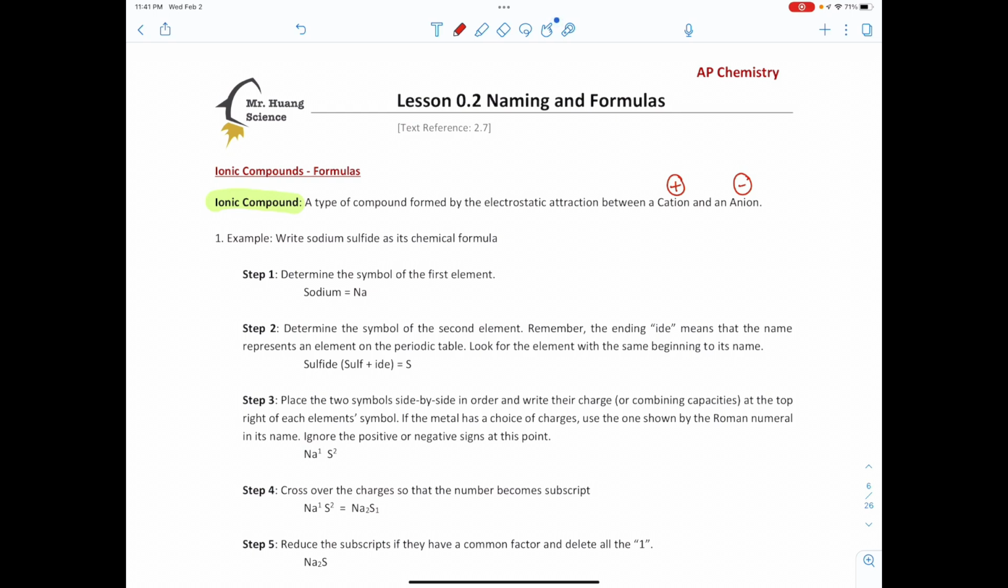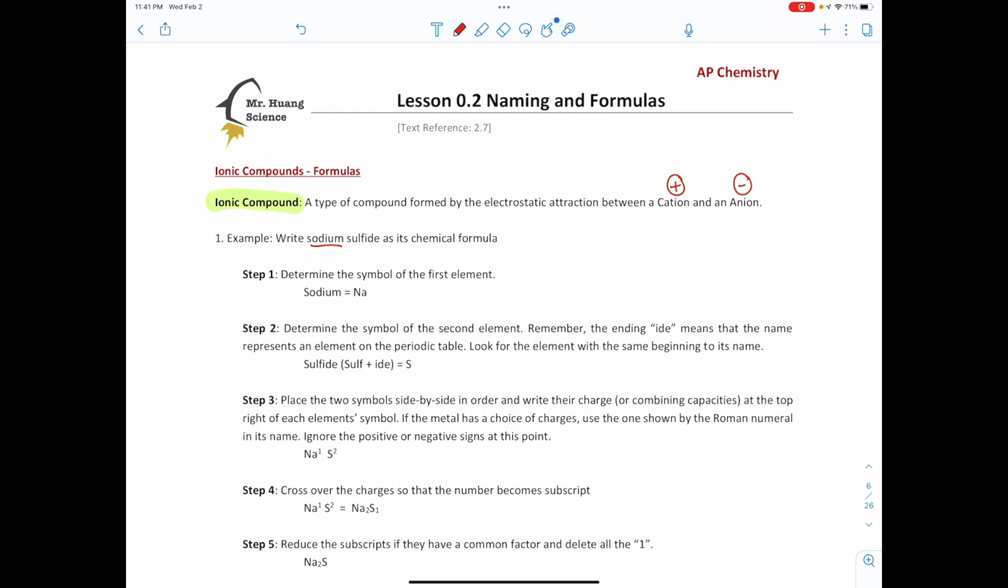The first thing we're going to do is determine the symbol of the first element. The first element here, sodium, if you look on the periodic table, the symbol for that is Na. Step 2, we're going to determine the symbol of the second element. Now remember, the ending, the -ide, means that the name represents an element on the periodic table. If we look on a periodic table, we're not going to find sulfide as an element. Rather, we will see something like sulfur.